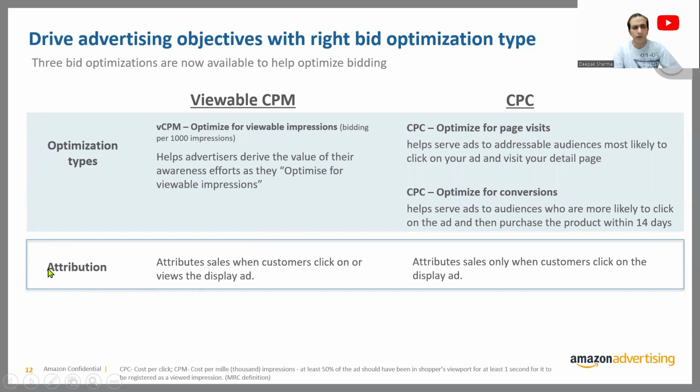Then when you look at attribution, viewable CPM ads attribute sales when customers click on or view the display ad, and CPC-based bidding attributes sales only when the customers click on the display ads. So, what kind of attribution is there on the viewable CPM ads? It attributes sales when the customer clicks on or views the display ad. And on CPC-based bidding, they attribute sales only when customers click on the display ads.